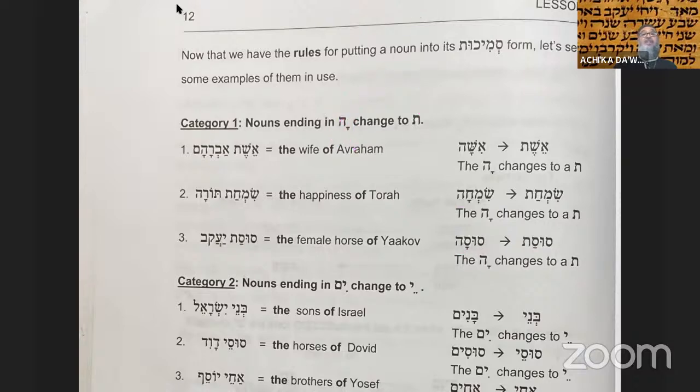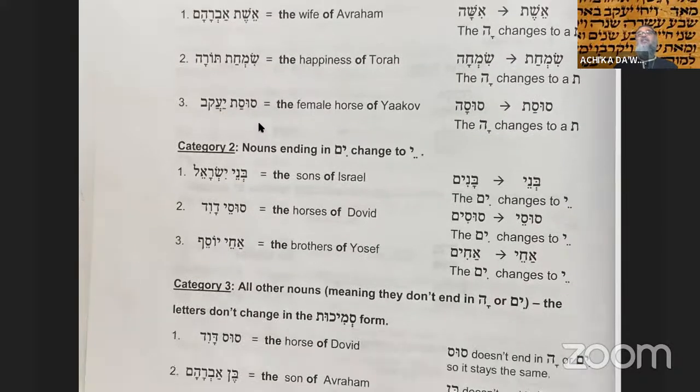Category 2, which is the ones that are ending in the masculine plurality.